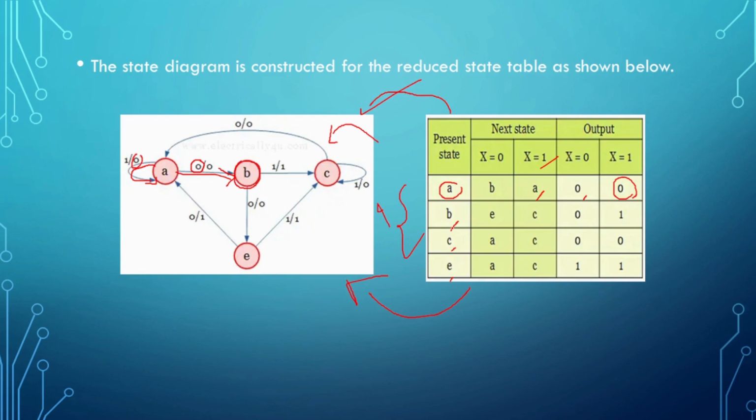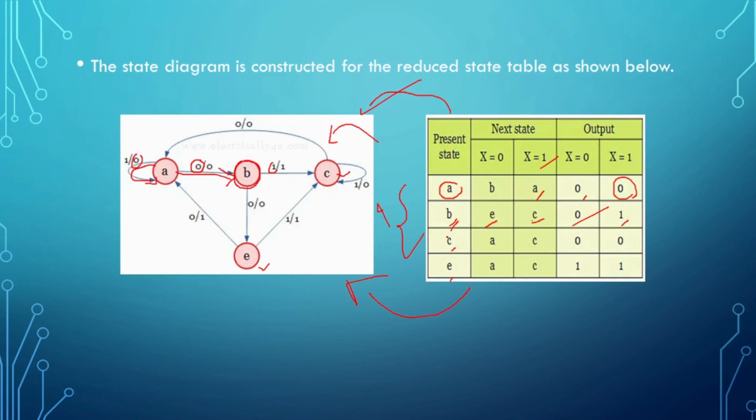Afterwards, take the B. For B, when input is given as 1, the next state is C. When input is given as 0, the next state is E. See here, when input is given as 0, the next state is E. When input is given as 1 for B, the next state is C. Afterwards, you need to mention the output of that particular input. 0 by 0, 1 by 1. 1 is input here and 1 is output. 0 is input and 0 is output.